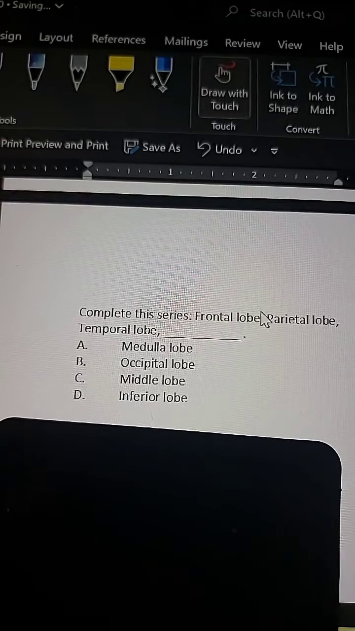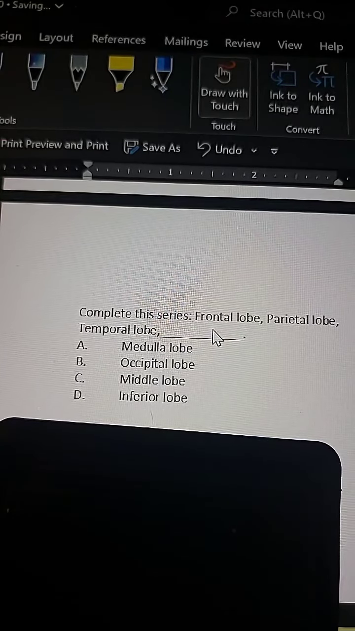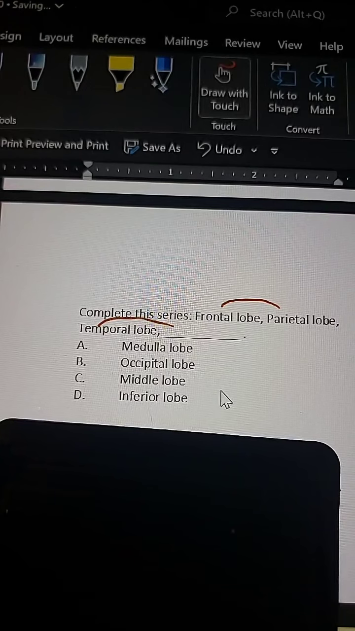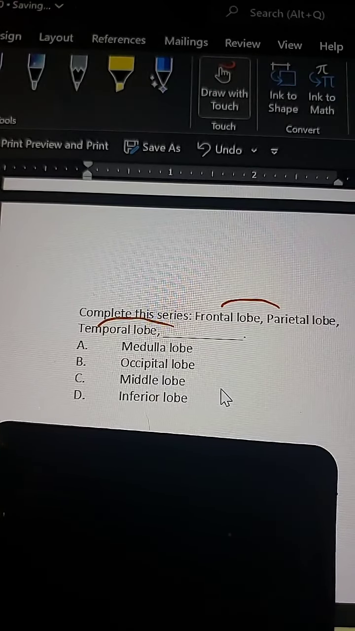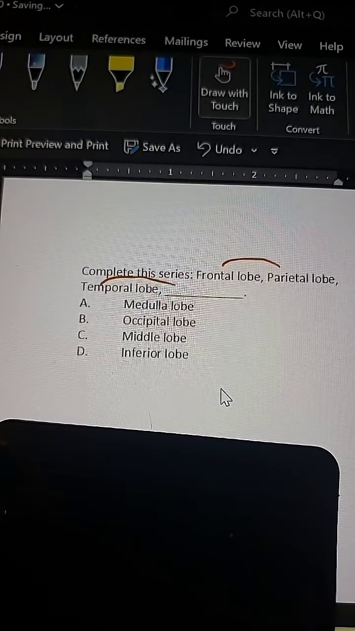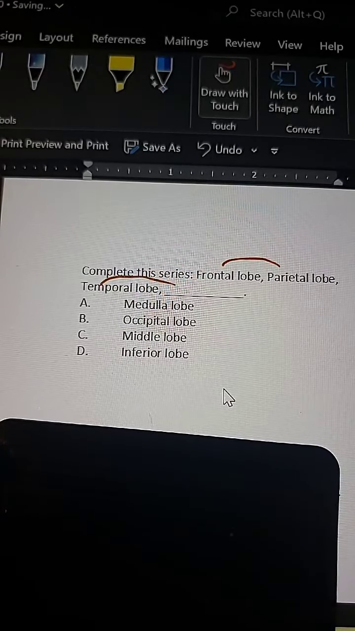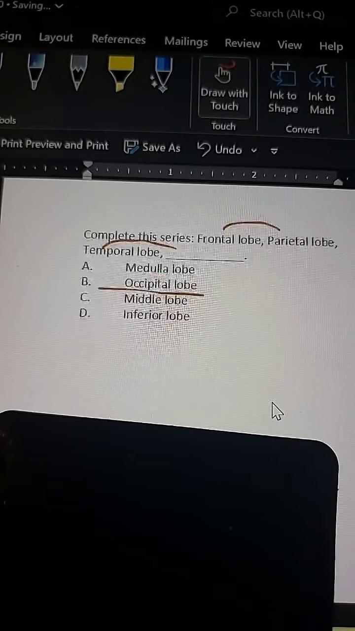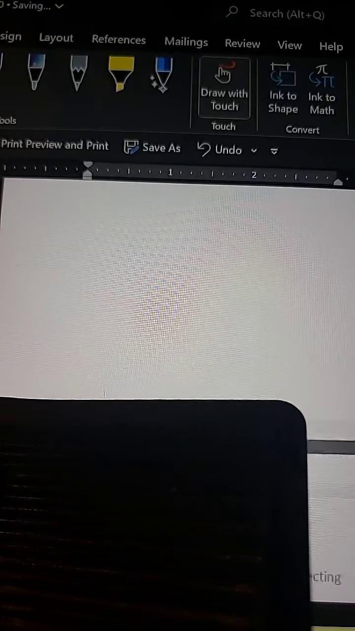And here's another series. Complete the series. If we go frontal lobe to parietal lobe to temporal lobe, what's our last one? Sanchez says middle lobe. Everybody changed. Yep, occipital. Yes, yes. Very good.